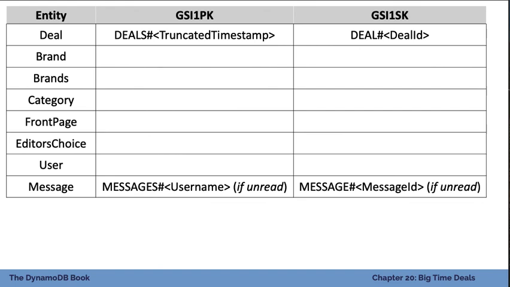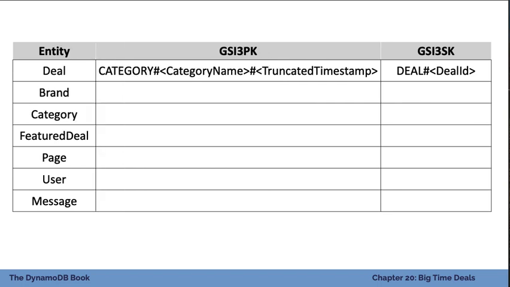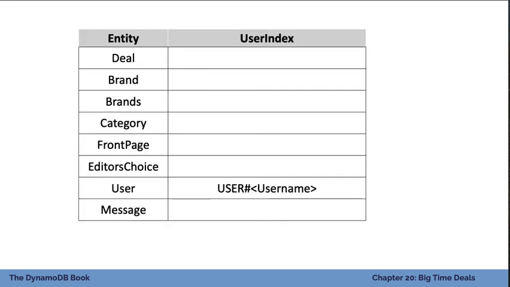Finally, if you look at our GSI1 PK, that's mostly used for the deals and get the latest deals, but we also have that unread messages access pattern if we need to. GSI2, we're handling with the latest deals for a particular brand, and then GSI3, we're handling with the latest deals for a particular category. Again, all of those are using that truncated timestamp strategy that we talked about early on.